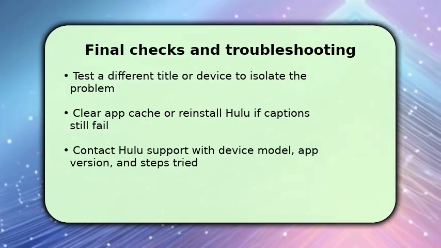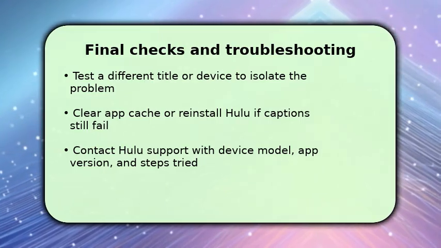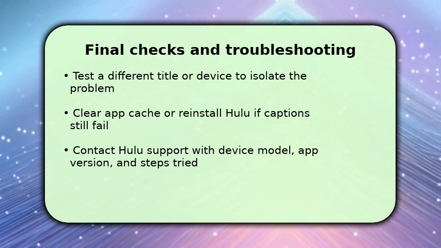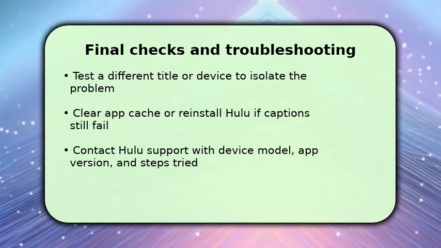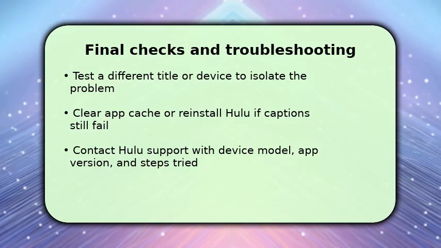If problems persist, note your device model, OS version, and Hulu app version, and contact Hulu support. Provide the exact steps you tried so they can replicate the bug. One tip: try switching between Wi-Fi and mobile data in case network filters disrupt caption streams.